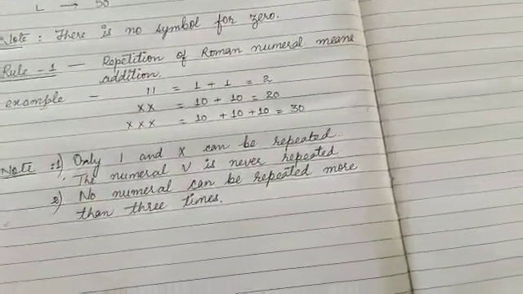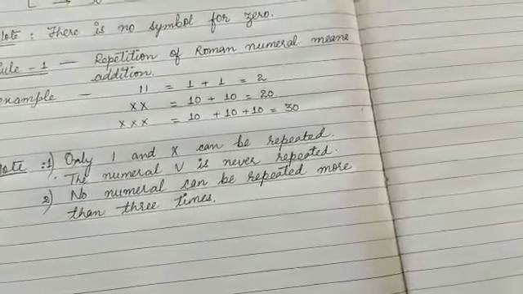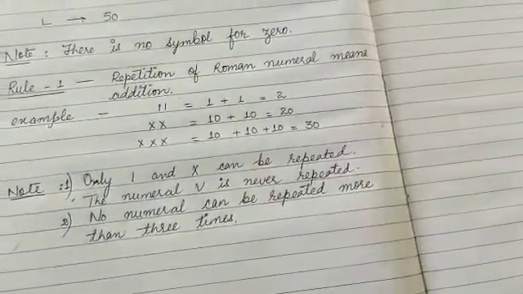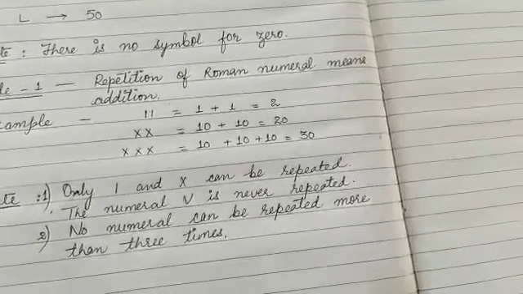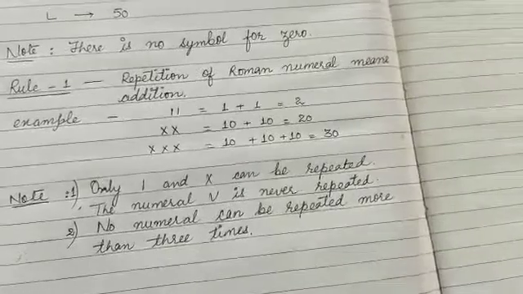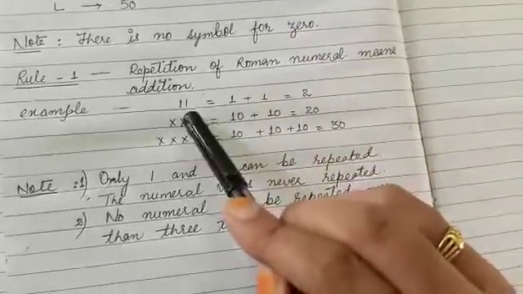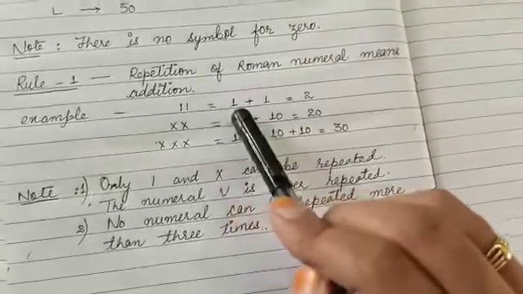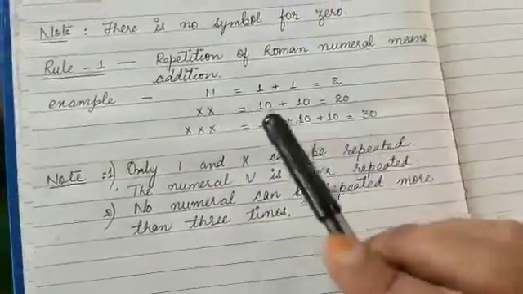First rule. Rule number 1. Repetition of a Roman numeral means addition. Whenever we repeat a Roman numeral, it means we are adding both the numerals. Like in the example, I have written I and I. That means 1 plus 1 is equal to 2.